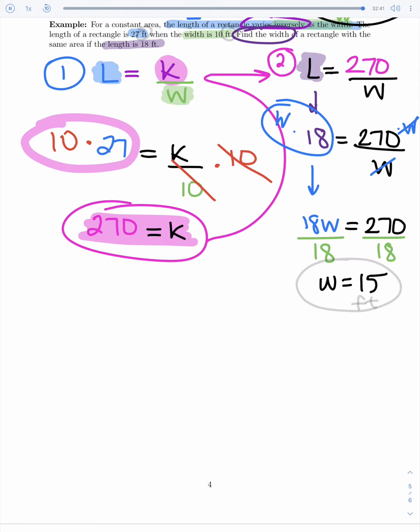15 what? Well, the length was in feet, the width was in feet, everything's been in feet, so this width is also 15 feet. And we are done.